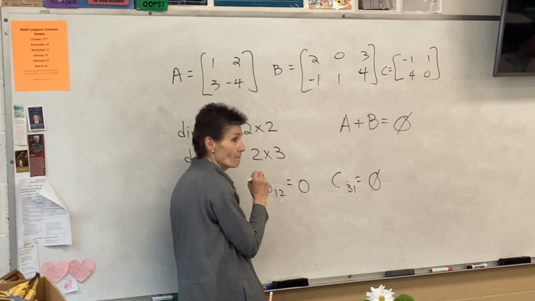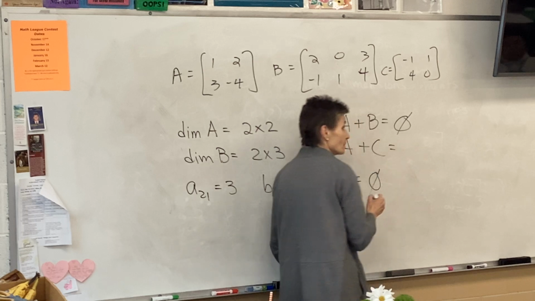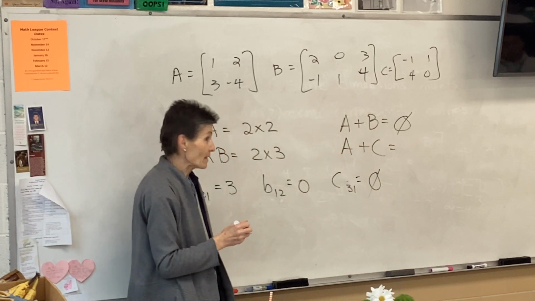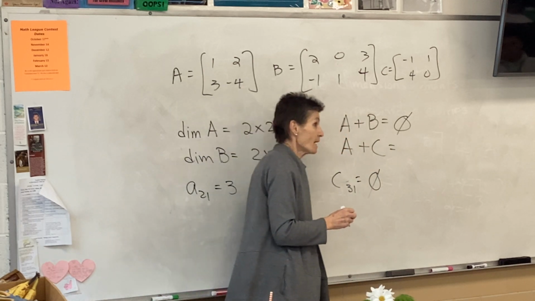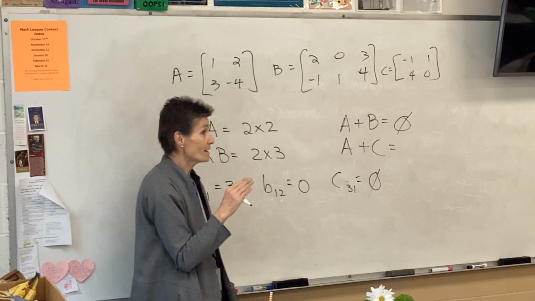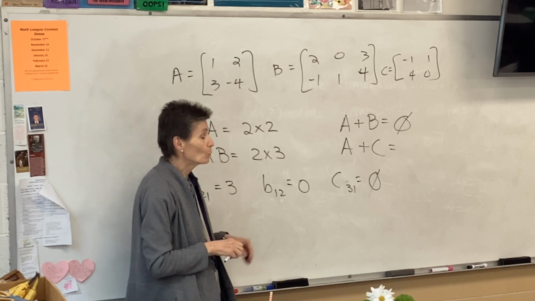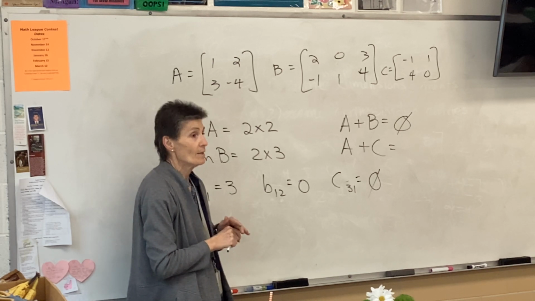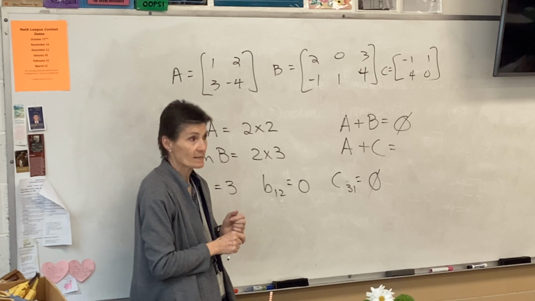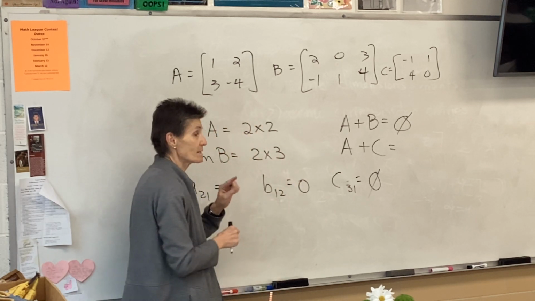So you can't add A and B. Can I add A and C? Are they the same size? Yeah. Done. You can add them. The rule for addition is they must be the same size. They don't have to be square, but they have to be the same size.